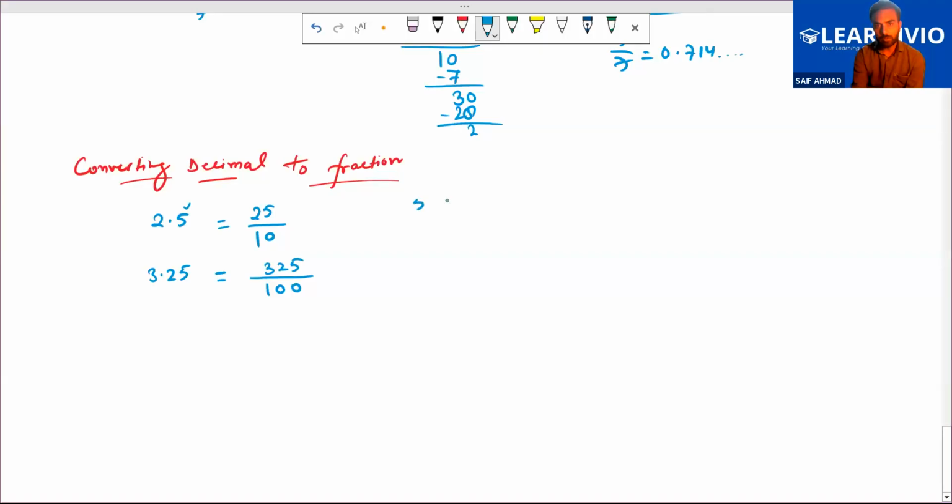5.157. How do you make it? Tell me. 3 digits are there. So 5157 by, oh sorry, I didn't see that. After the decimal, 3 digits are there. So 1 and how many zeros? 1000. Okay. It is simple converting decimal to fraction. Easy or not?